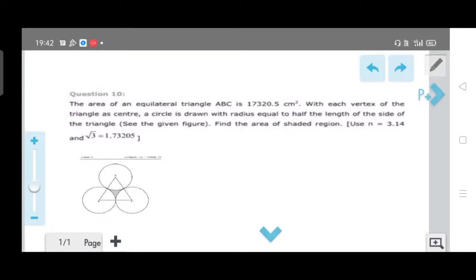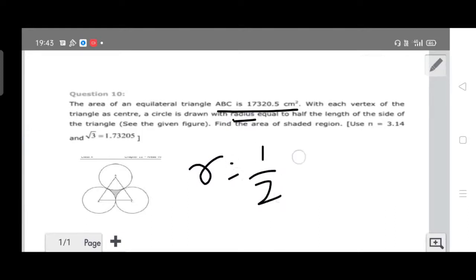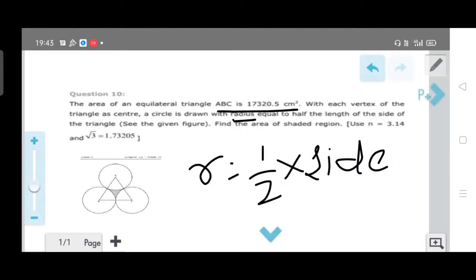Here, the 10th question is: the area of equilateral triangle ABC is 17,320.5 centimeters square. So here the area of ABC is given, and this is an equilateral triangle. With the vertex of the triangle as center, A is the center of this circle, B is the center of this circle, and C is the center of the third circle. Here a circle is drawn with radius equal to half of the length of the side of the triangle. Okay, then find the area of the shaded region. This is the shaded region here.